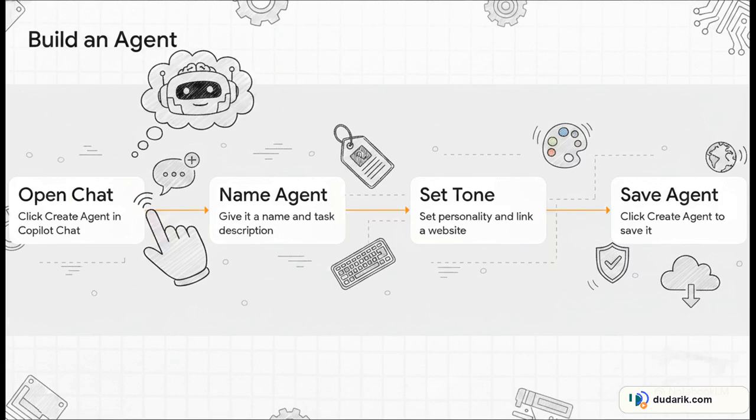You just click Create Agent, give it a name and tell it what its task is, set its personality tone, and, if you want, link a public website as its knowledge base. Once you hit Save, boom, it sits right there in your sidebar, ready to go.